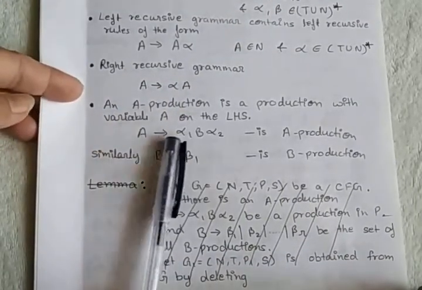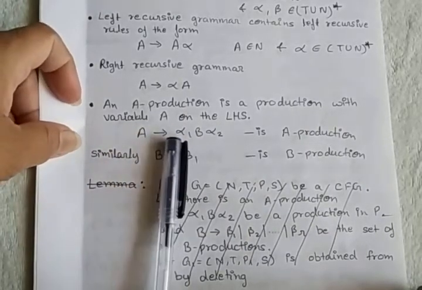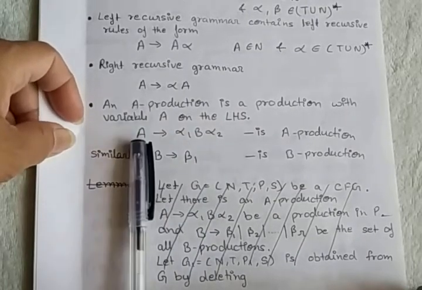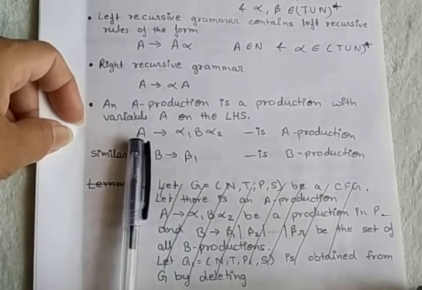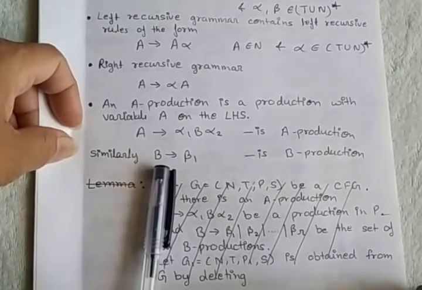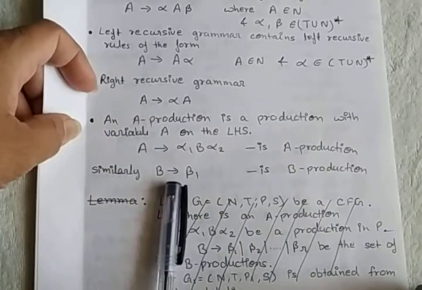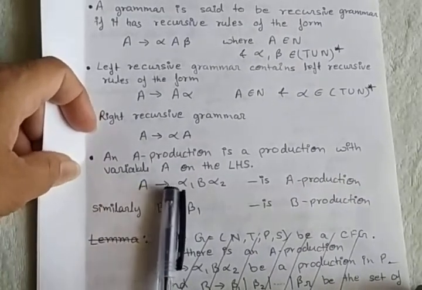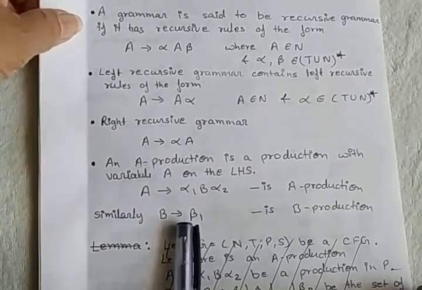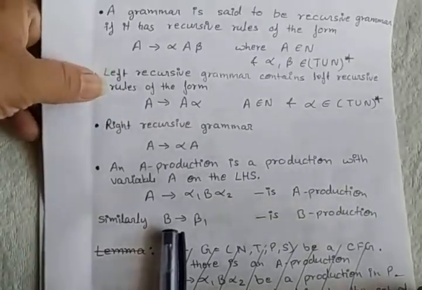Now for the productions, if we are able to derive some string of terminals and non-terminals from A, then we call it an A production. Means A is deriving this string. If we have the non-terminal B on the left hand side, then we call it a B production. So these kinds of productions are called A productions, and these are called B productions, where A and B are there at the left hand side of the production rule.